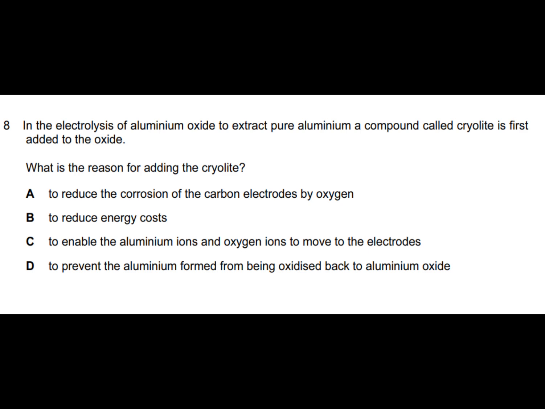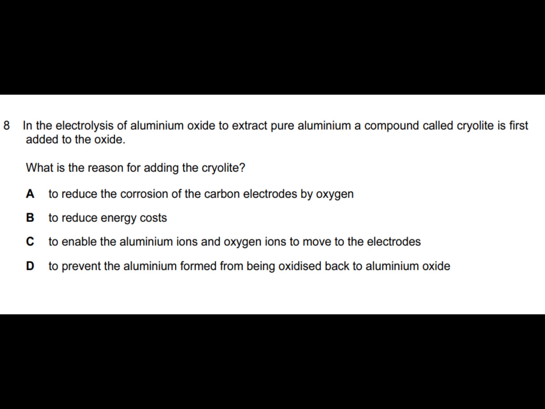See, this is the same question. While I was teaching you the topic extraction of aluminium in very much detail, I talked about this question. It can be expected as a paper 2 as well as a paper 1 question, so that information is extremely important. Let me repeat that information for those who haven't watched that video. In that video, we were talking about why aluminium oxide is mixed with cryolite before it is electrolyzed.